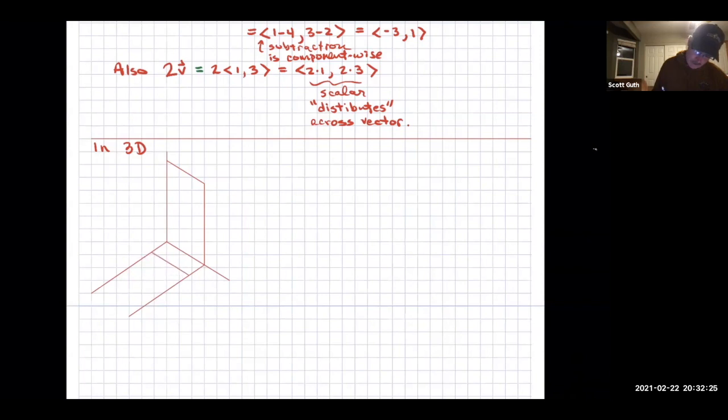I'm thinking, let's see here. That's okay. And oops, I lost one of my axes. There we go. Okay. Now we can make one of those and put it up here. Oops, that did not work. There we go.